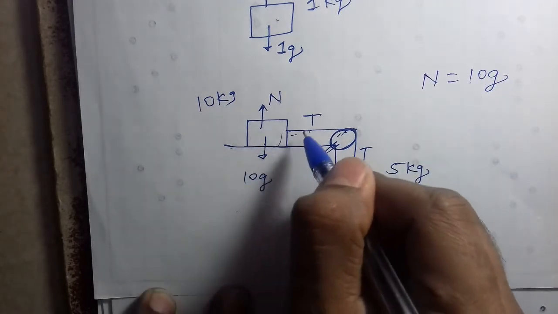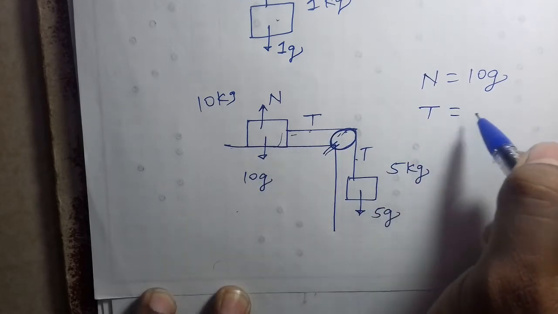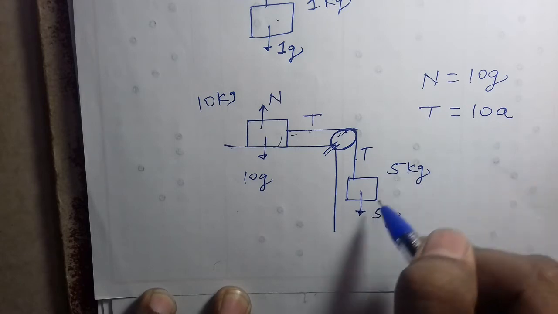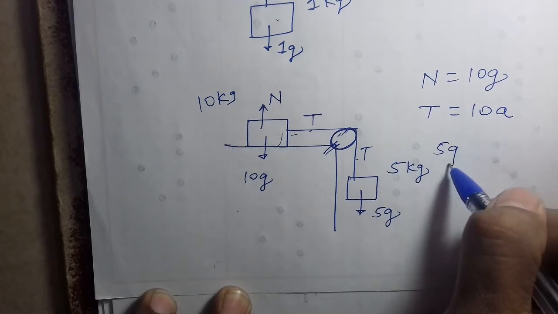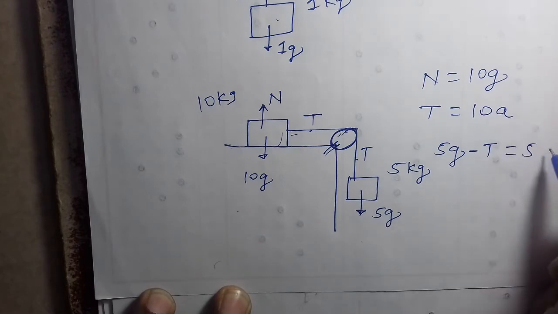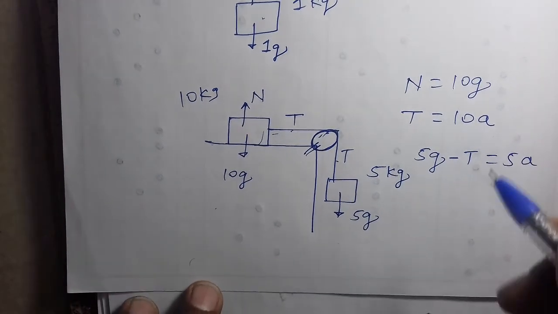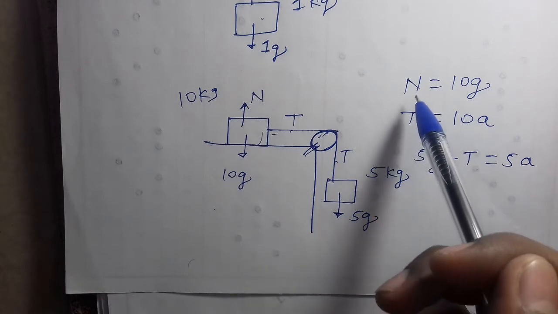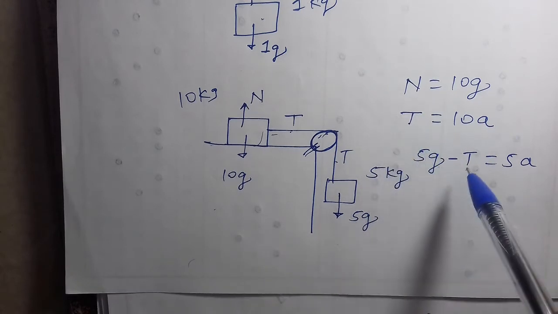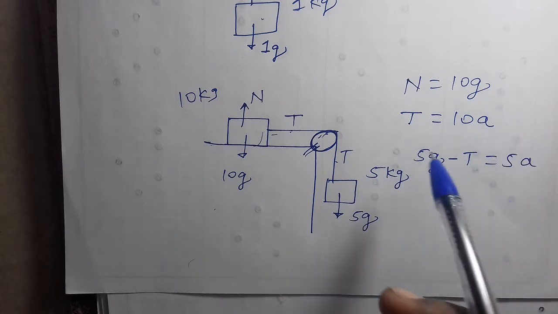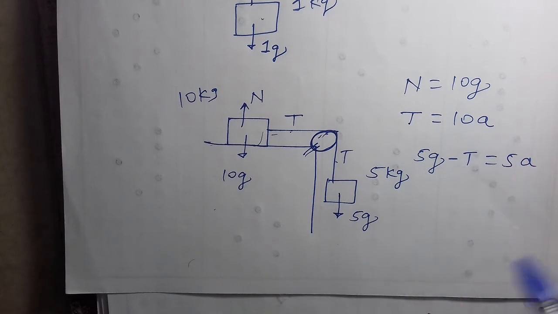Then on this block horizontal force is what? T, therefore force is equal to MA. On this block total force is in downward direction, that is 5G minus T. 5G minus T is equal to 5A. 3 equations and 3 unknowns. N, T and A we can find out by solving these 3 equations. Okay.